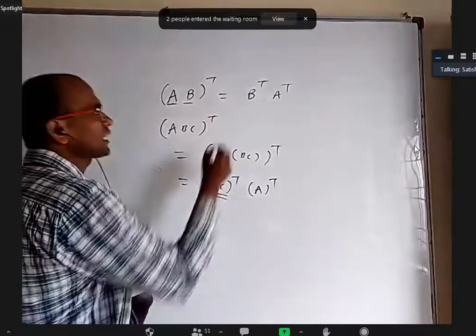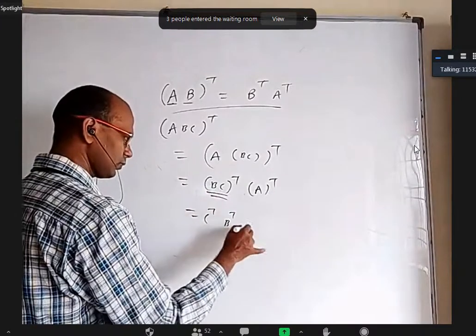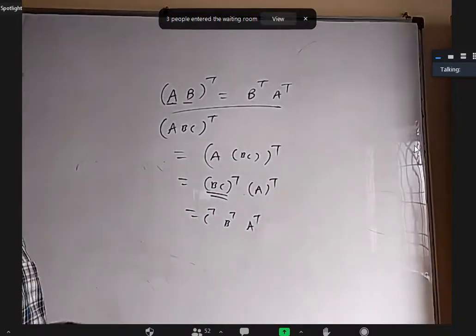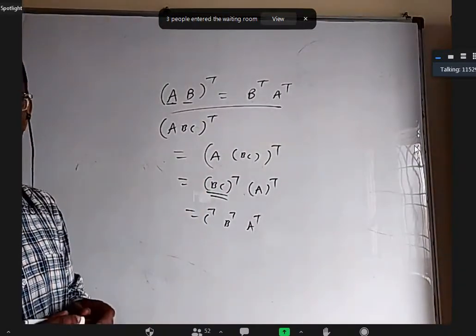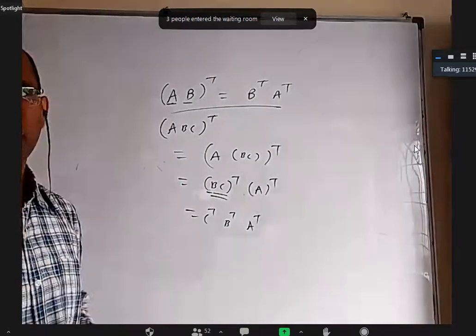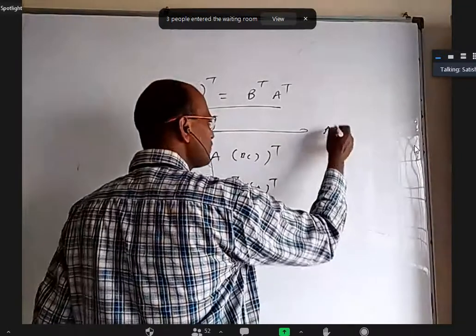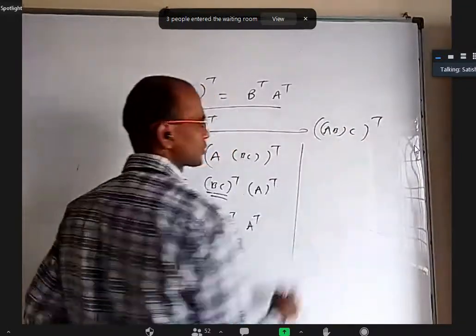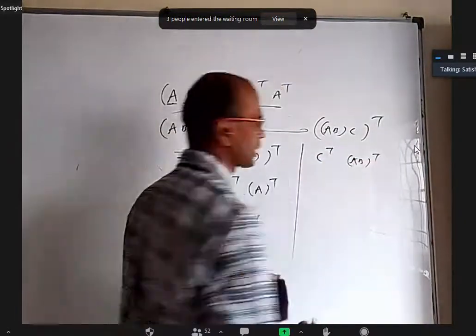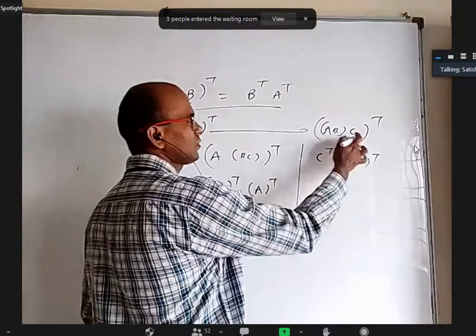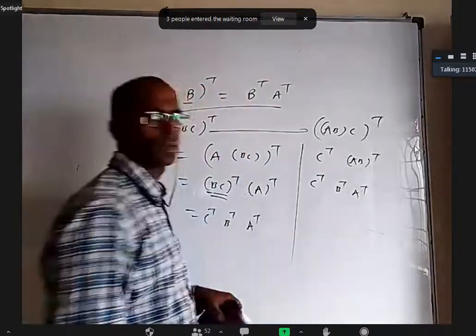But for (BC) whole transpose, I can use this formula again. Interchange, that is C transpose, B transpose, and A transpose. Anybody has any doubt from this step to this step? And from here to here? Okay. If somebody doesn't want to do this, you can also write this as AB first, then C on the right side, whole transpose. Then first C transpose will come, next (AB) whole transpose will come. And (AB) whole transpose is first B transpose, next A transpose.